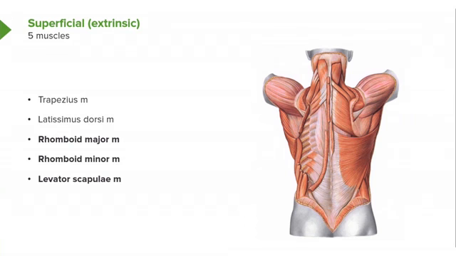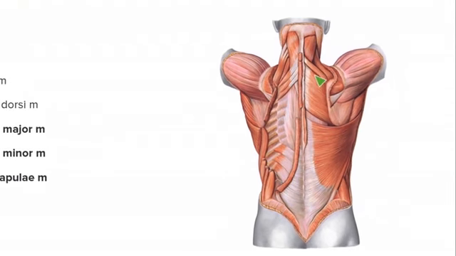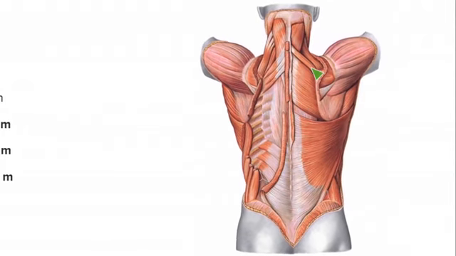These are seen in this particular illustration, and we'll focus on the right side of the image. Here is your rhomboid major. This slender strap-like muscle represents your rhomboid minor. And then this muscle that we see running up into the neck represents the levator scapulae muscle.